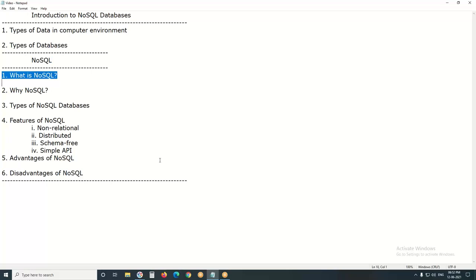See, NoSQL stands for not only SQL, or some are saying not SQL. NoSQL concept was introduced in 1998. SQL concept was introduced in the 1970s. SQL is old. NoSQL was introduced in 1998. A NoSQL database is a non-relational database management system that does not require a fixed schema. It avoids joins and is easy to scale.